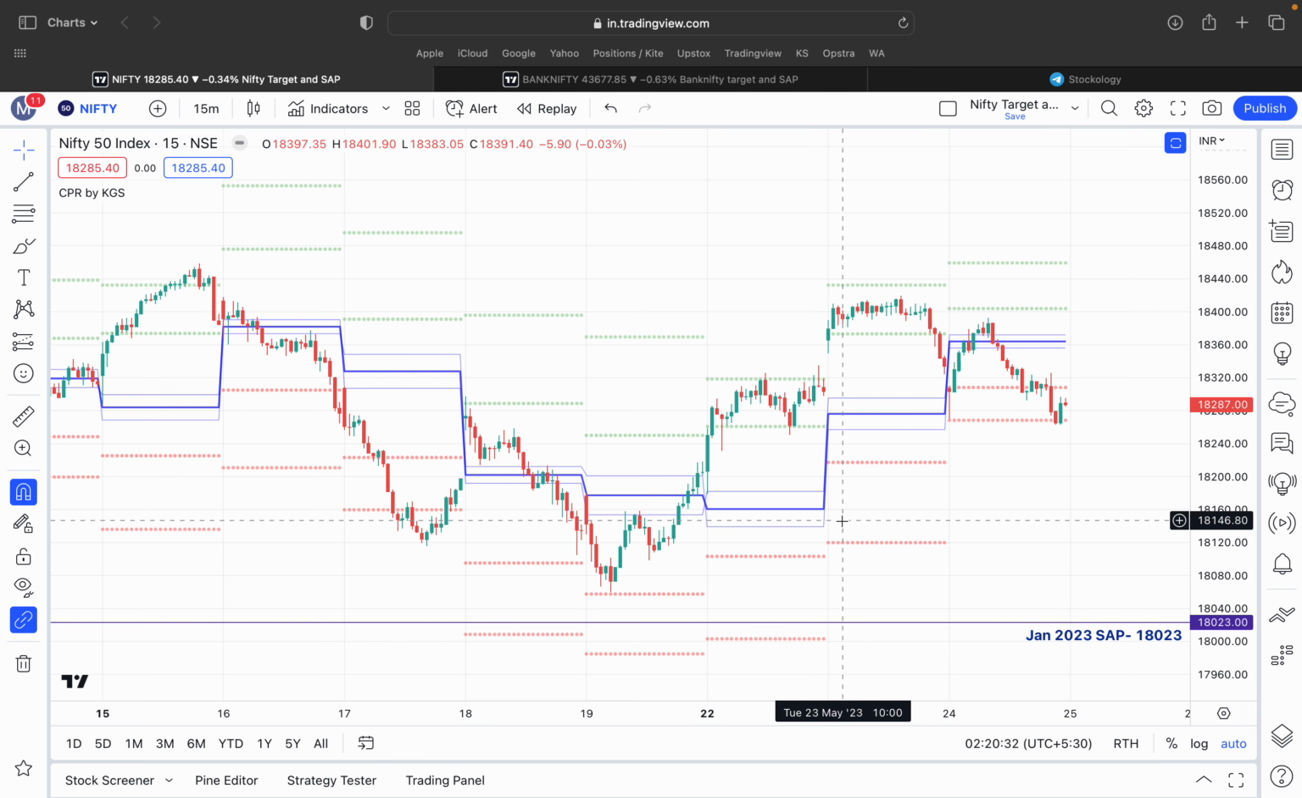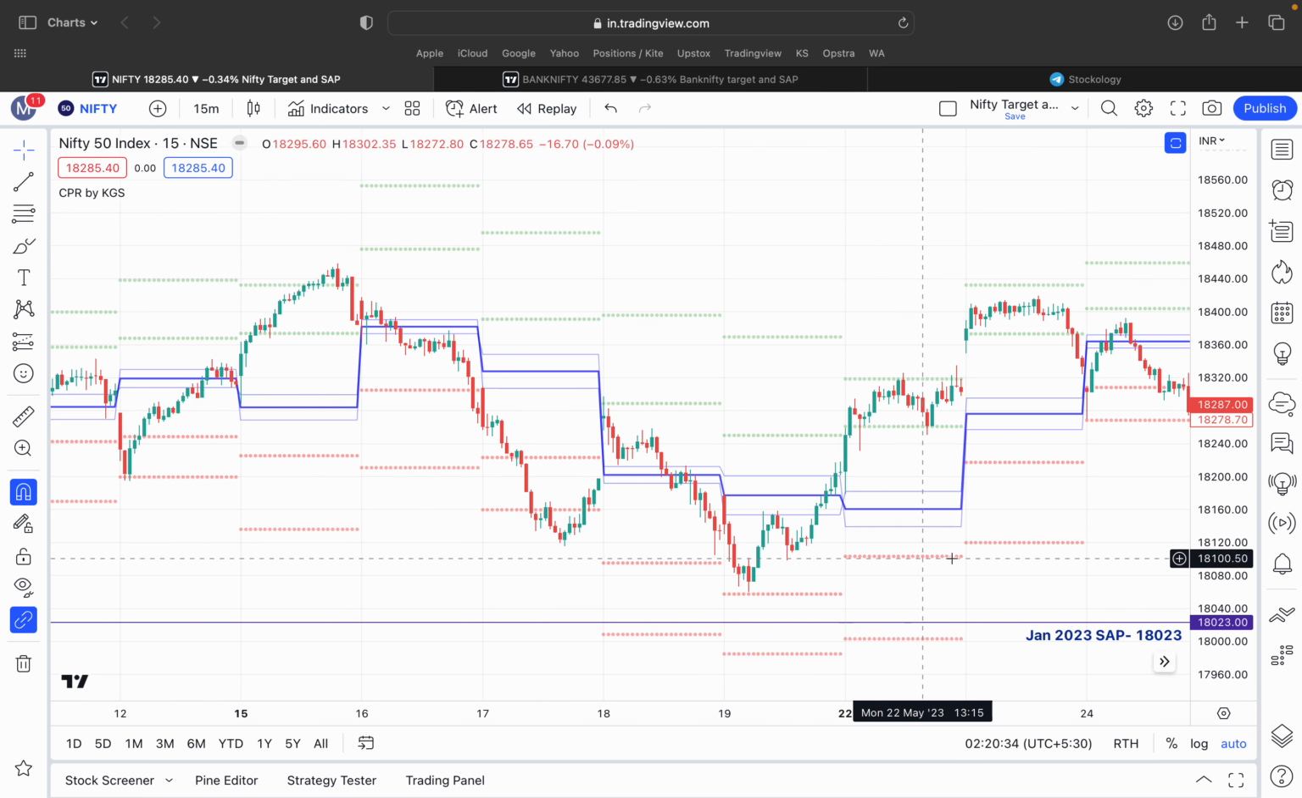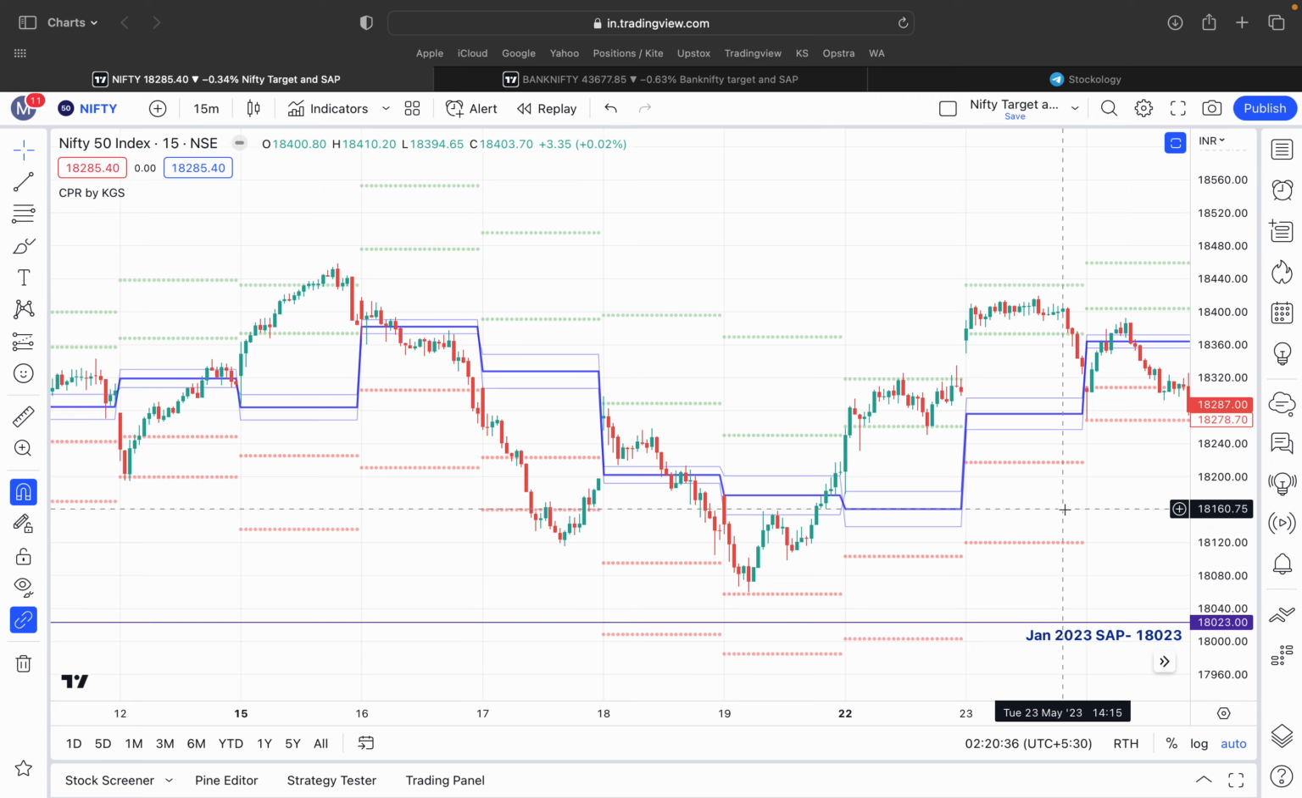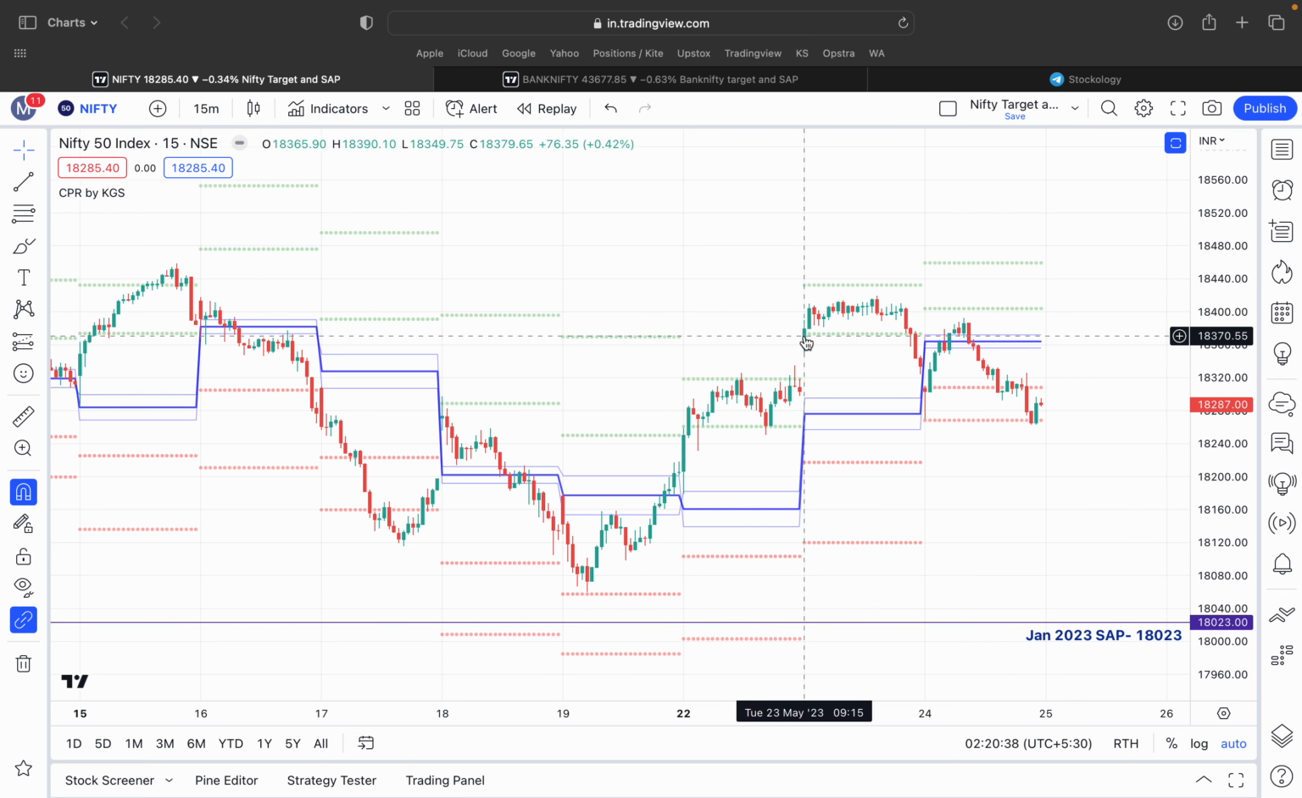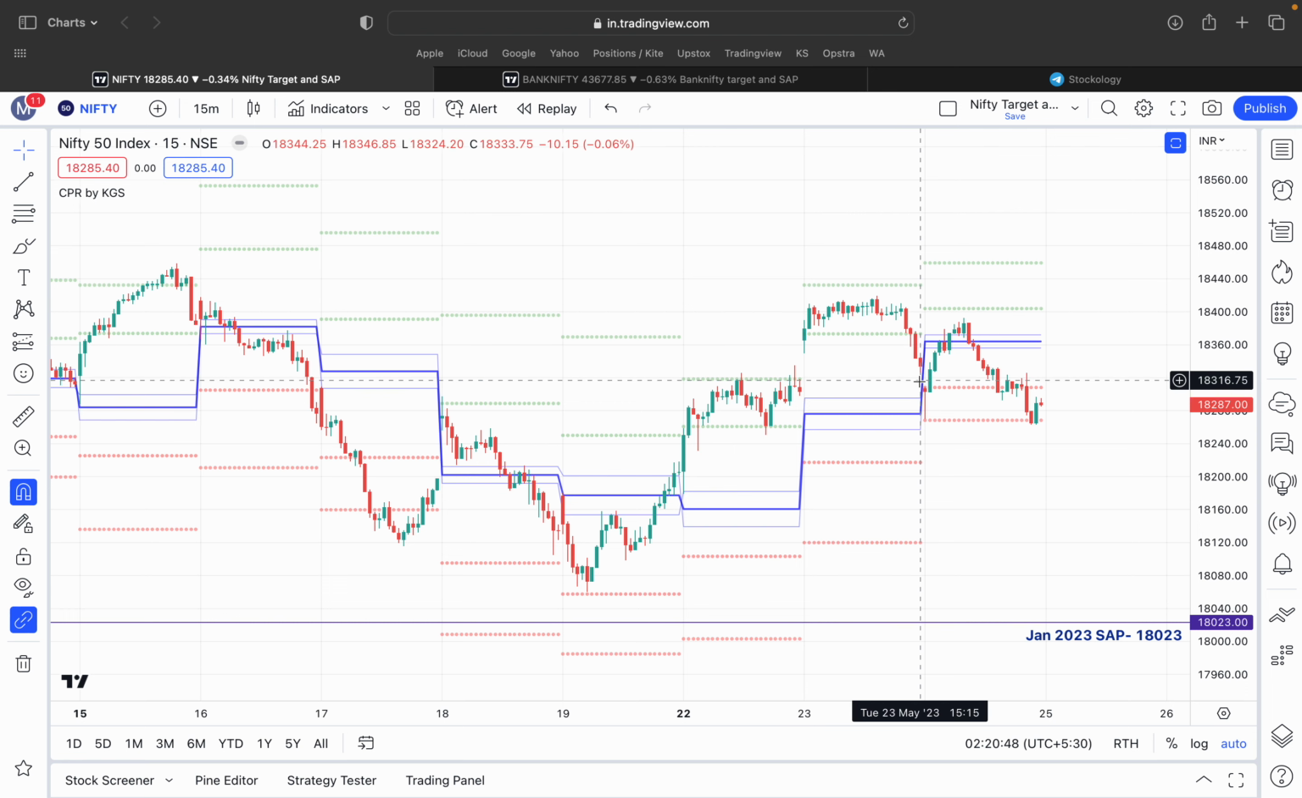So CPR acts as a magnet. Now what do I mean by that? Whenever you see there is a huge gap up and your CPR is down, you can expect that price sooner or later will come down to touch the CPR. So CPR acts as a magnet. Price gets pulled towards the CPR.